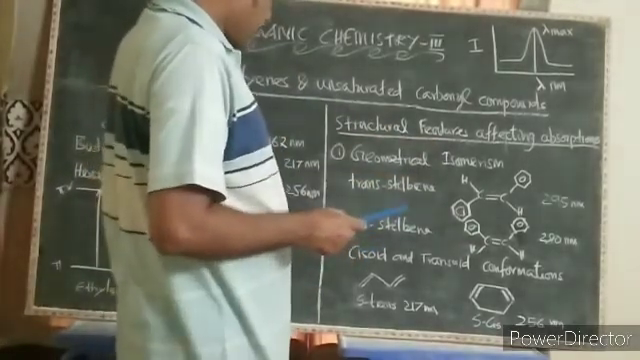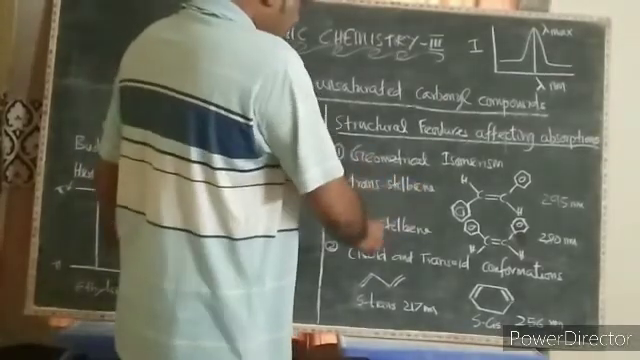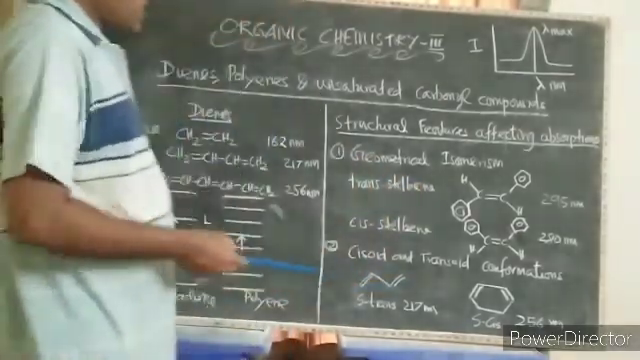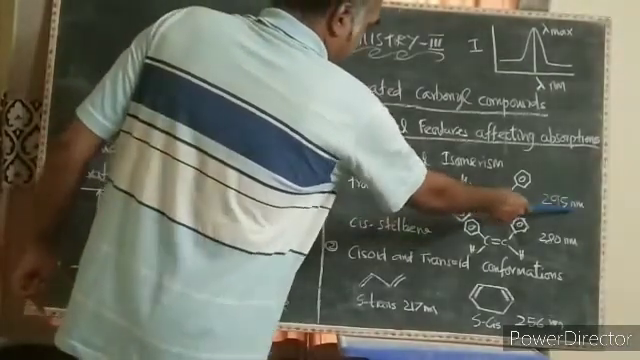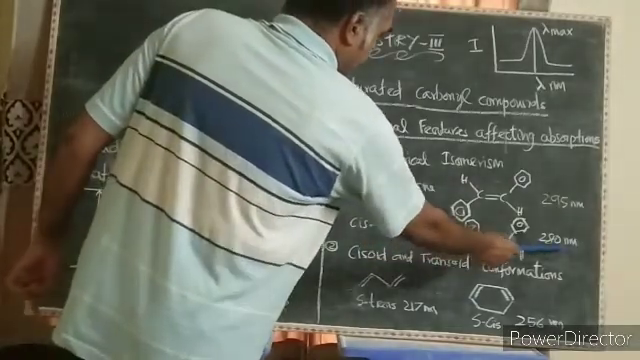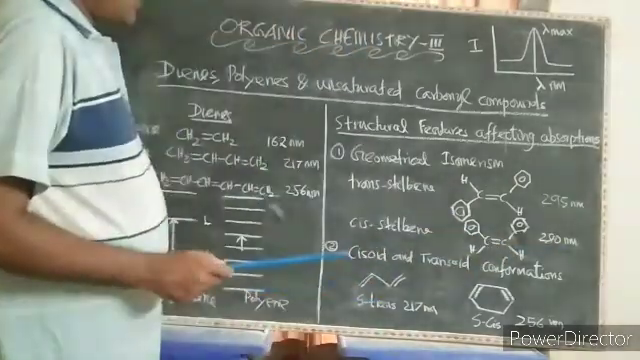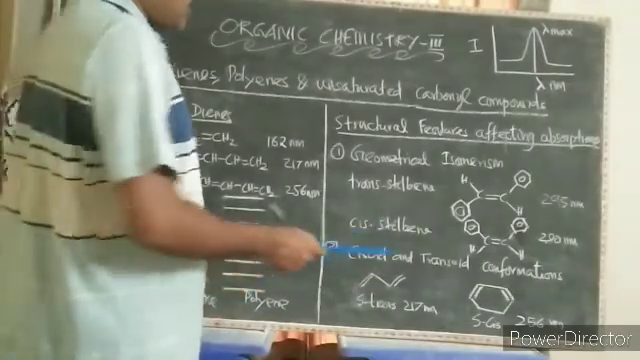Let us compare two cases, trans-stilbene and cis-stilbene. In the case of trans-stilbene, the absorption takes place at 295 nanometer, but in the case of cis-stilbene, the absorption takes place around 280 nanometer. That is, trans-stilbene absorbs about 15 nanometer higher compared to the cis-stilbene.